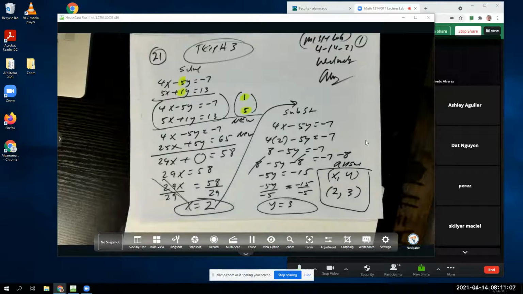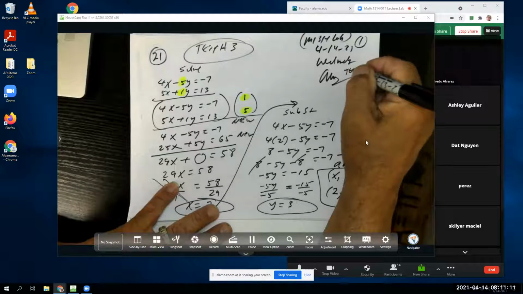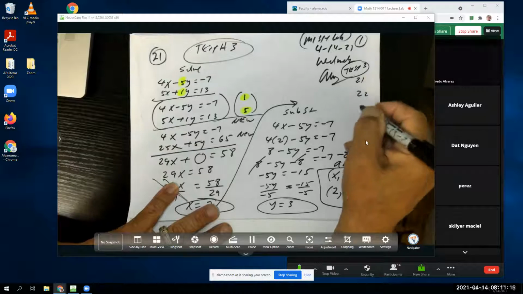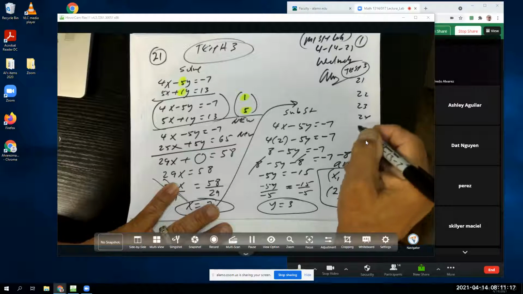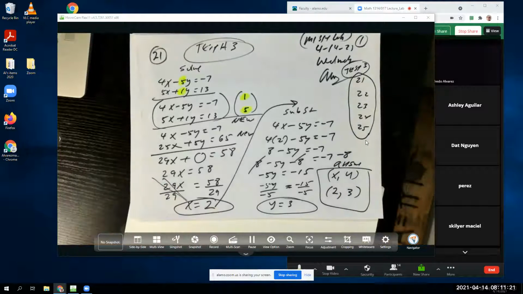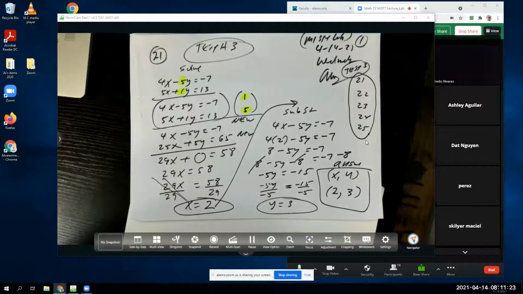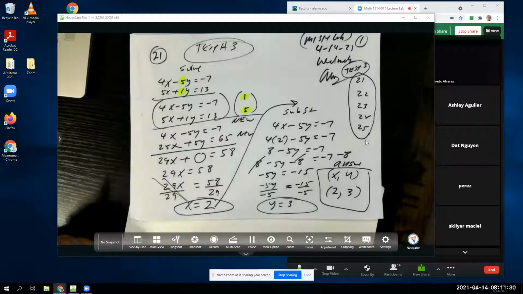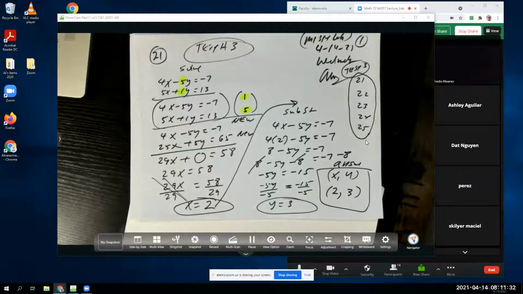All right. 21, is that okay? Again, what we're doing is test number 3, numbers 21, 22, 23, 24, and 25 today. All these cards right here. All right, so 21, it's done. Okay, let's go to the next one. You ready? Can I go to the next one? Number 22?